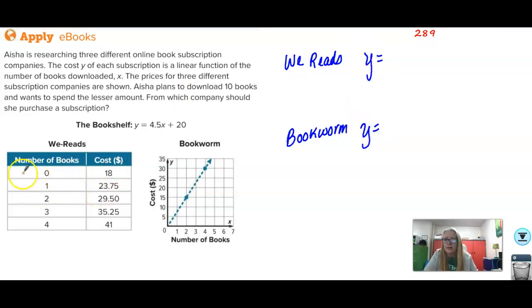For We Reads, what is the rate of change? Up by 1, up by 1, up by 1. How is this going up? I can probably do this in my head. 575. So it's 575 a book. That went up by 575.